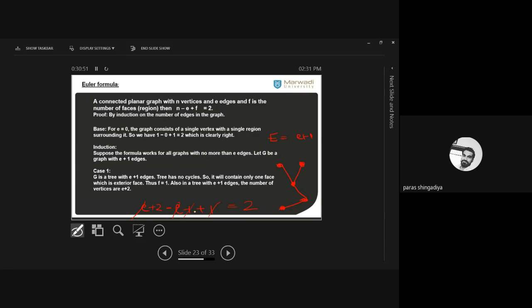So suppose that this formula will work for all the graphs which involve E edges, otherwise up to E edges. You can also write up to E edges. Clear? Otherwise you can write with no more than E edges. Clear? And then after that, consider one graph which involves E plus one edges. So we consider one planar graph. There are two types of planar graph which are connected: one is a tree, ठीक है, and second is not a tree.